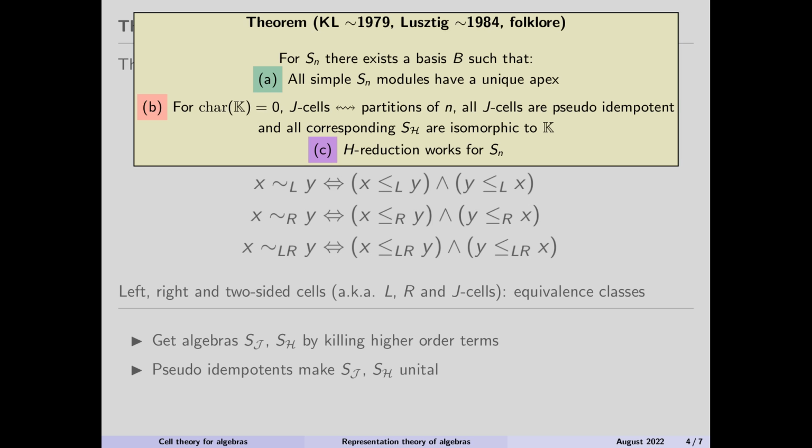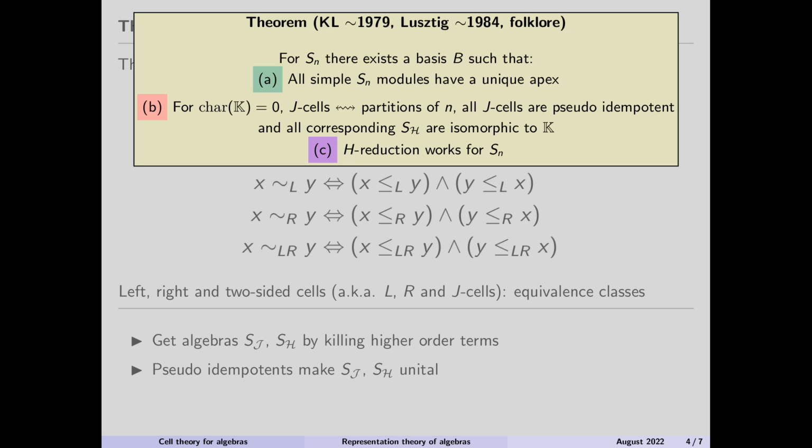So this is partition 1, 1, 1. This is partition 2, 1. This is partition 3. In general, for any S_n, we have this picture, everything ordered by partition. And that's of course the classification we want, right? So we get a classification because every J cell contains one simple module. It's just the ground field. We get one simple module per partition, which is exactly the classification we want there.